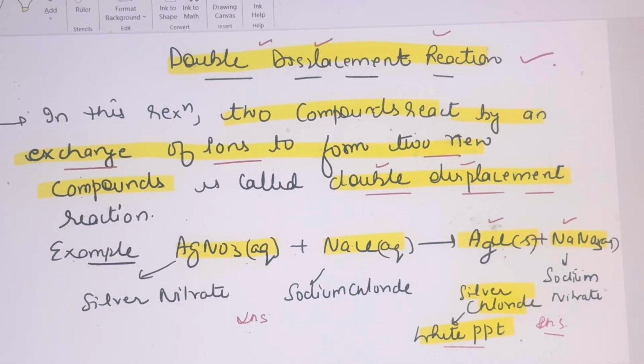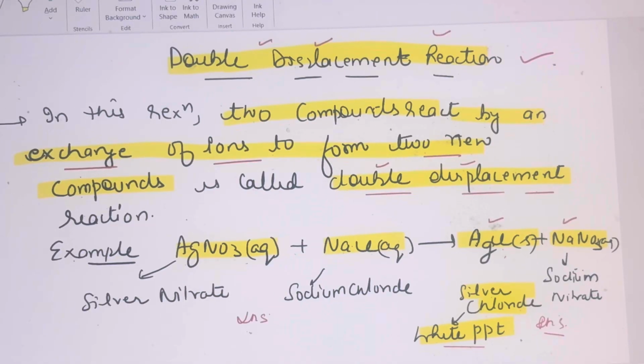Today I am going to explain what is a double displacement reaction. In this reaction, two compounds react by the exchange of ions to form two new compounds, that is called the double displacement reaction. For example, AgNO3, that is silver nitrate, reacts with sodium chloride. It will lead to the formation of silver chloride and sodium nitrate.